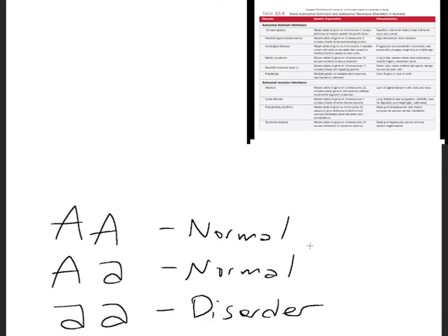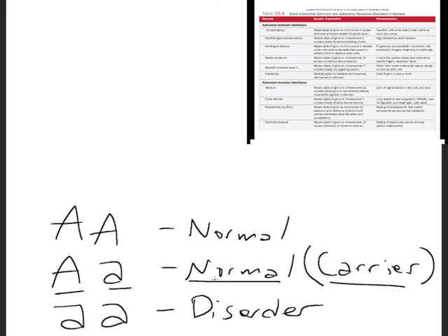Now remember that this is also a carrier. So if you are heterozygous, and I use the word carrier a lot, carrier only refers to recessive disorders. It does not refer to dominant disorders, because if you are a carrier, it means you have a normal phenotype, but you also carry the recessive allele. So that's essentially what heterozygous means for recessive disorders.